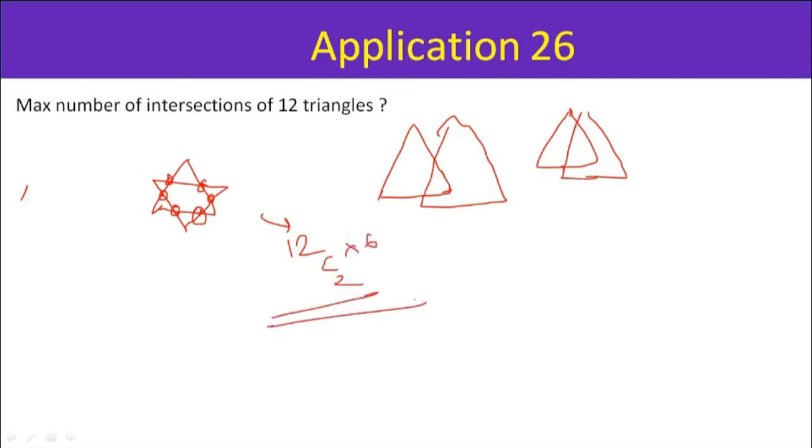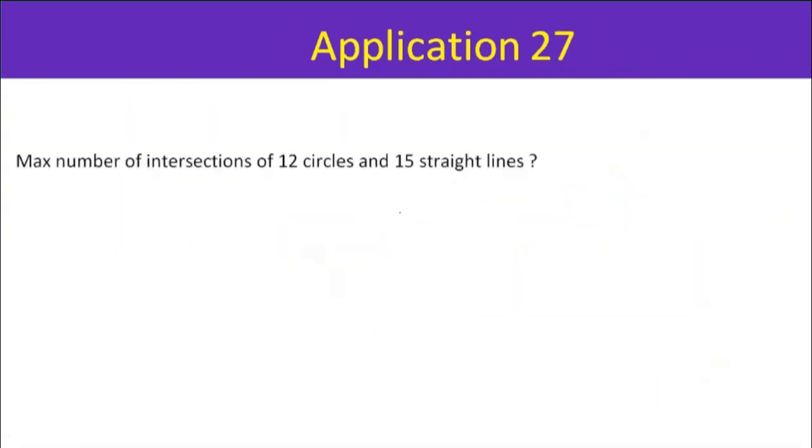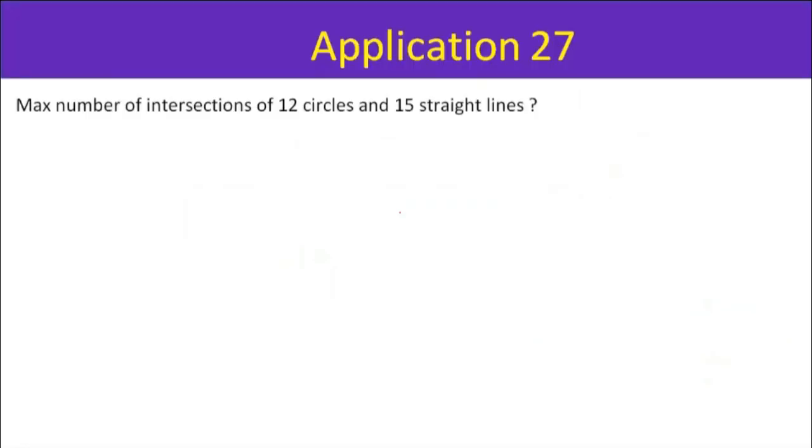But not many students are able to visualize this. The most common mistake here is 12C2 into 2, and this will be in one of the answer options. Let's solve one tough question now. You have 12 circles, you have 15 straight lines. Now, how do you maximize the number of intersections? There's a trick here.